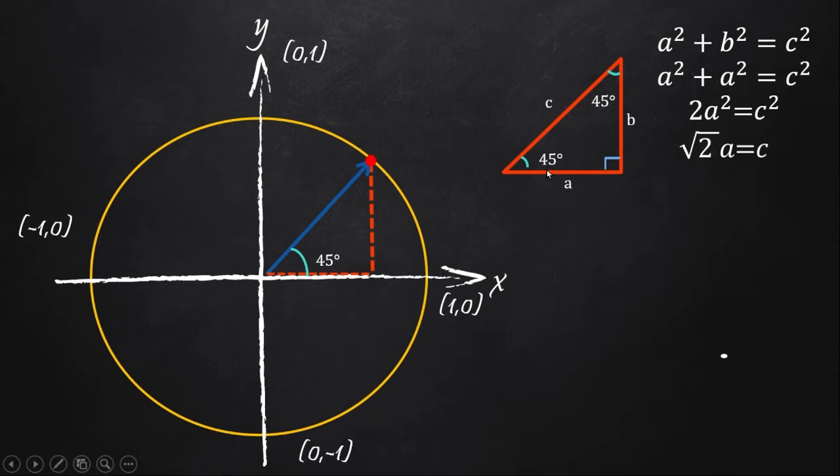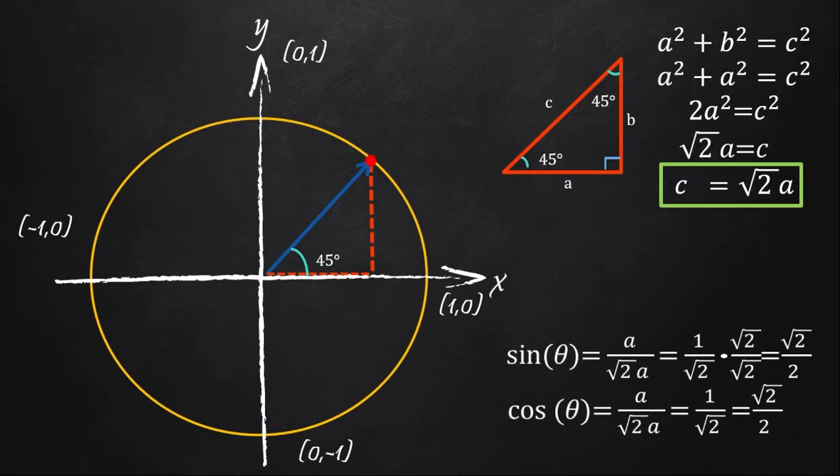We know that this is 45 degrees, and this is 45 degrees. So length A is equal to the length of B. We now plug in A for B. So this becomes A squared plus A squared is equal to C squared, which is 2A squared is equal to C squared. And then we end up with C equal to square root of 2 times A. So now we can go for the coordinates of that point.